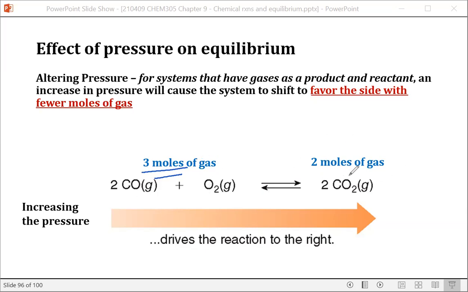Versus the side with fewer moles of gas, as you're increasing the pressure, because there's just less gas there, the effect of the pressure is not going to be as great. It'll still increase the number of collisions, but it's going to increase the number of collisions on the side with the more moles of gas to a greater extent and push the reaction to the side with fewer moles of gas.